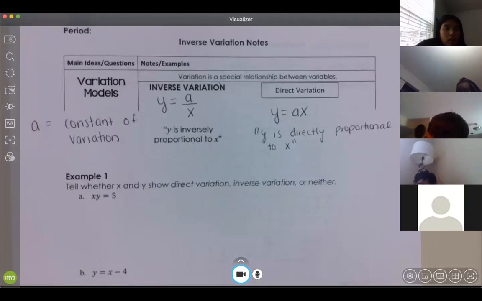I'm going to call on someone to answer this next question. xy equals 5. How do I get y by itself in this equation? What do I need to do? What do you think, Nancy?